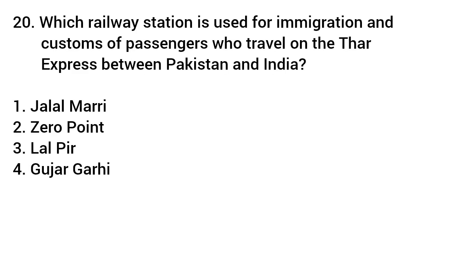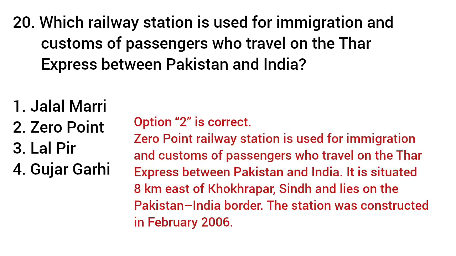Which railway station is used for immigration and customs of passengers who travel on the Thar Express between Pakistan and India? Answer. Option 2 is correct. Zero Point railway station is used for immigration and customs of passengers who travel on the Thar Express between Pakistan and India. It is situated 8 km east of Khokrapa, Sindh and lies on the Pakistan-India border. The station was constructed in February 2006.